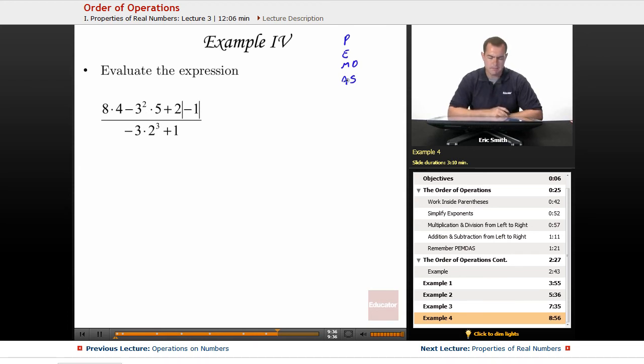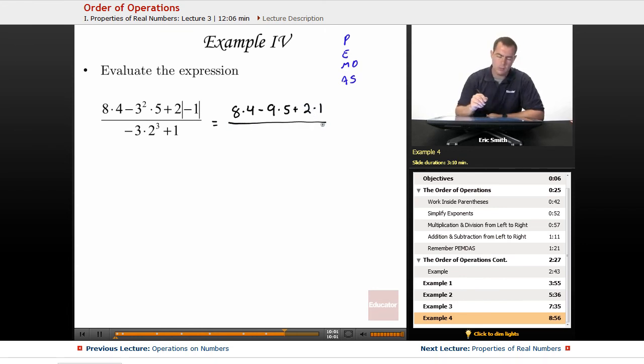So let's look at the top for a little bit. Inside of that, I don't see any additional grouping symbols, so I'll try and do any exponents on the top. I do have a 3 squared. Let's change that into a 9. And I have the absolute value of negative 1. Might as well go ahead and take care of that as well. Okay, so we're doing a little bit of simplifying in the top. Let's see if there's any exponents in the bottom. Negative 3 times 2 cubed. I can change that into negative 3 times 8. And of course, we still have the plus 1.